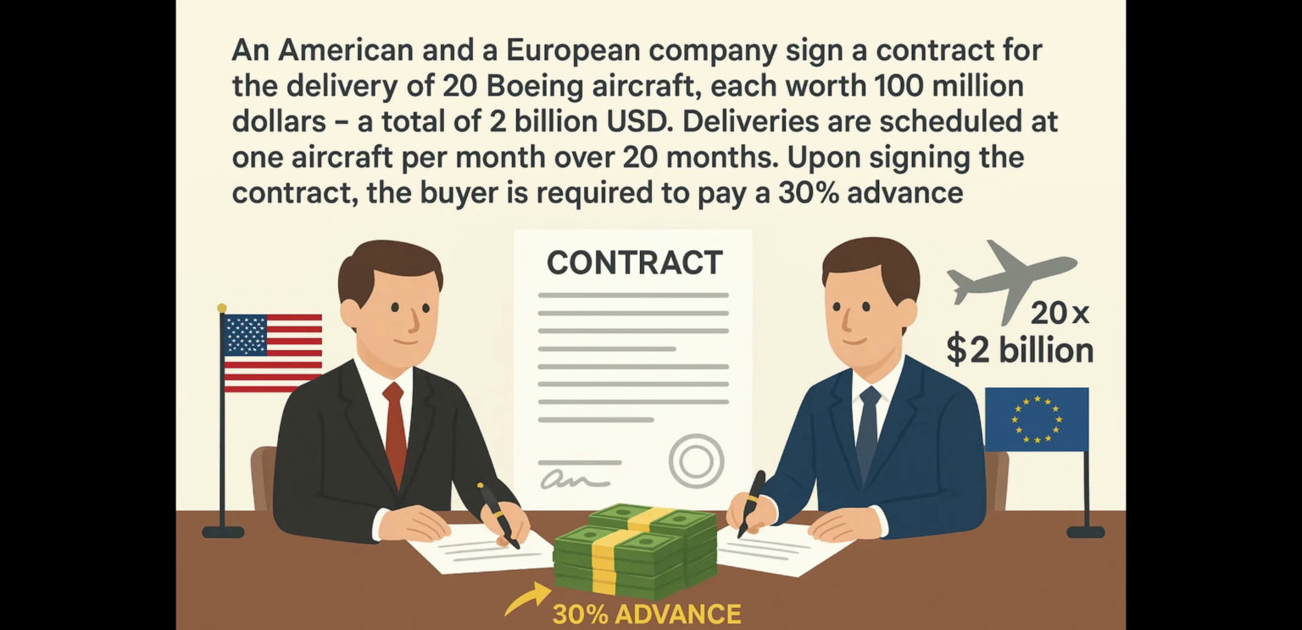Example of a large commercial deal. Let's look at a hypothetical scenario. An American and a European company sign a contract for the delivery of 20 Boeing aircraft, each worth $100 million, a total of $2 billion. Deliveries are scheduled at 1 aircraft per month over 20 months. Upon signing the contract, the buyer is required to pay a 30% advance.